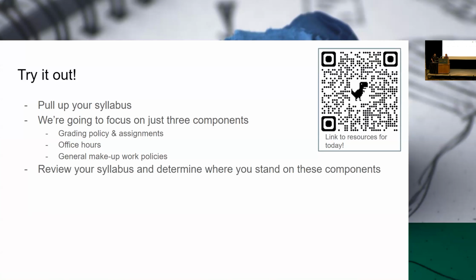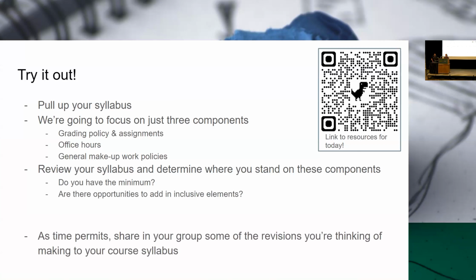So review your syllabus. Think about where you stand. What resonates for you personally? What is it that you are willing to do, willing to implement in your courses, and how are you going to communicate that to your students? You can look at the rubric from Meadows et al. to think about, well, am I already at the minimum for being inclusive, or can I go above and beyond? Are there other elements that I could add in?